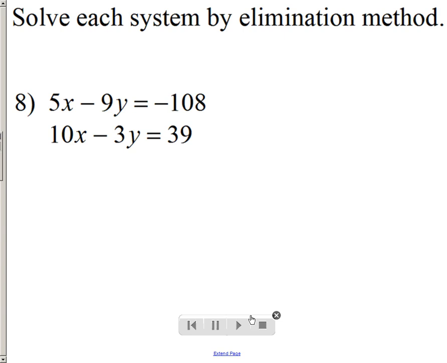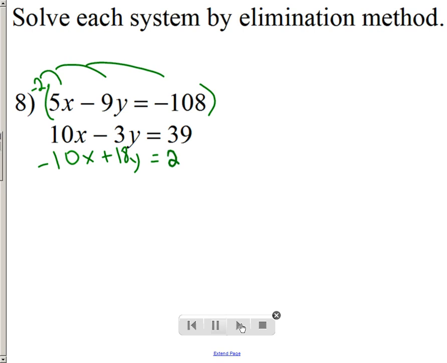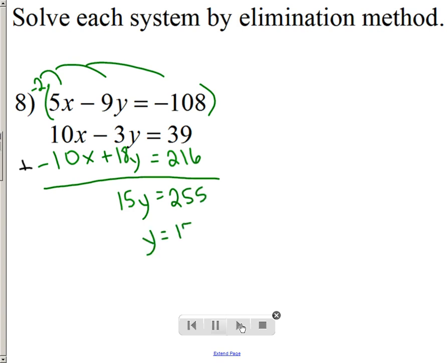This is the elimination method. It's what we did in the story problems. I'm going to multiply that first equation by -2, so that way I can knock out the x's. It becomes -10x plus 18y equals 216. Add up the two equations. The 10x plus -10x cancels. We're left with 15y equals, I believe it's 255. Yeah, there we go. Divide by 15 on both sides. Next thing you know, we know what y is.